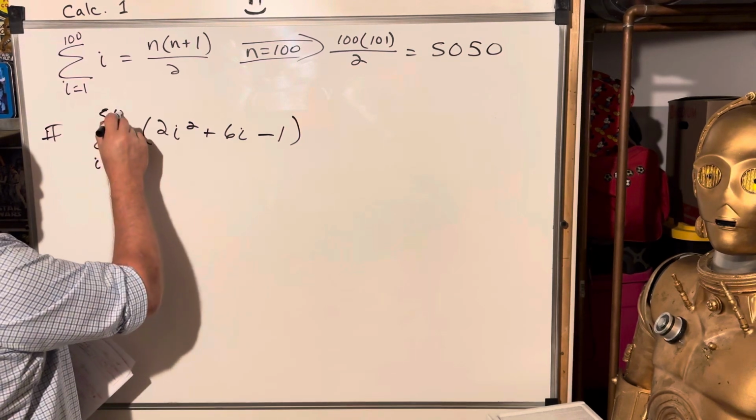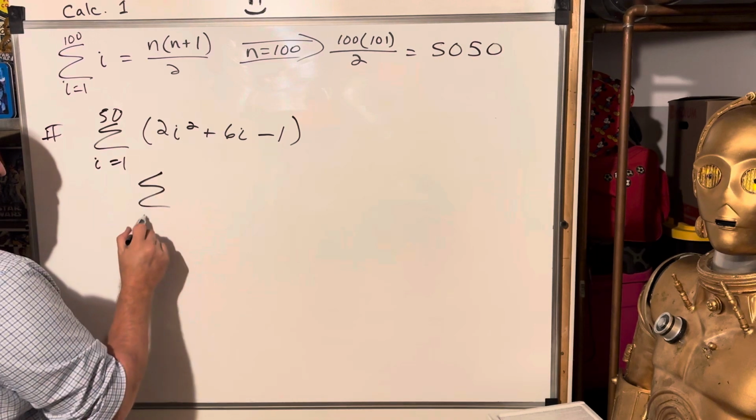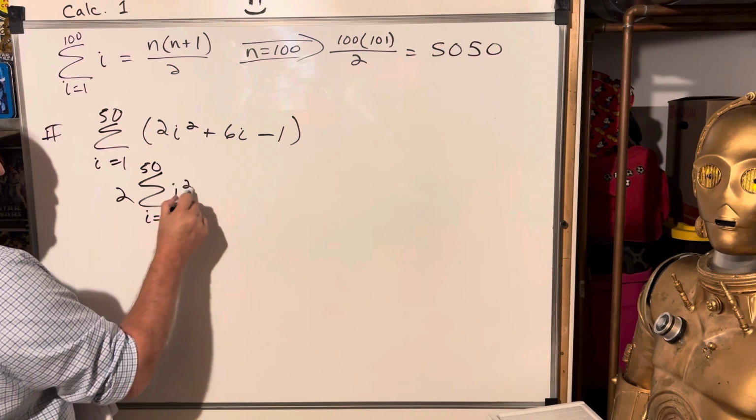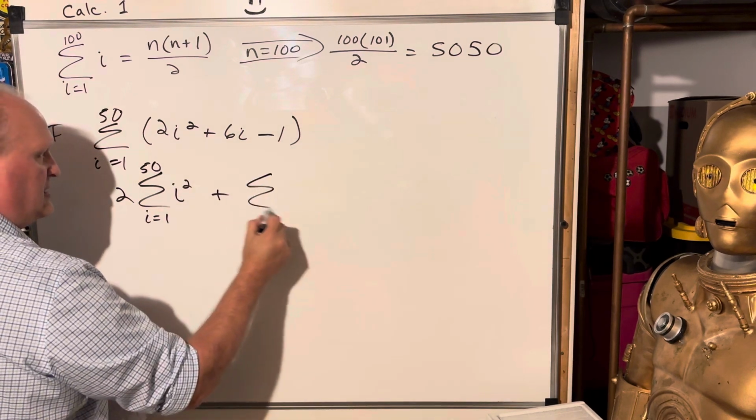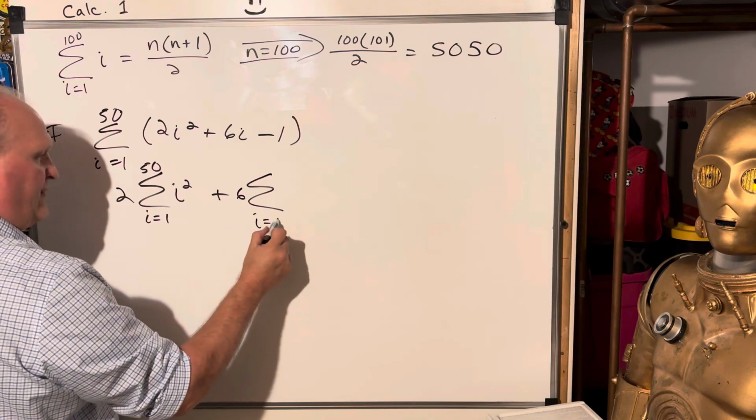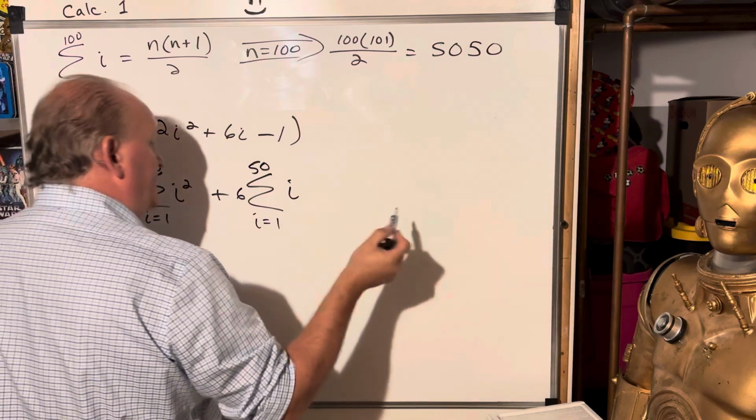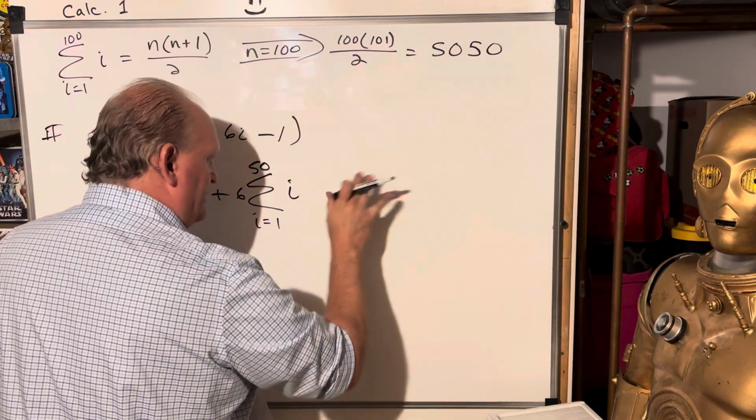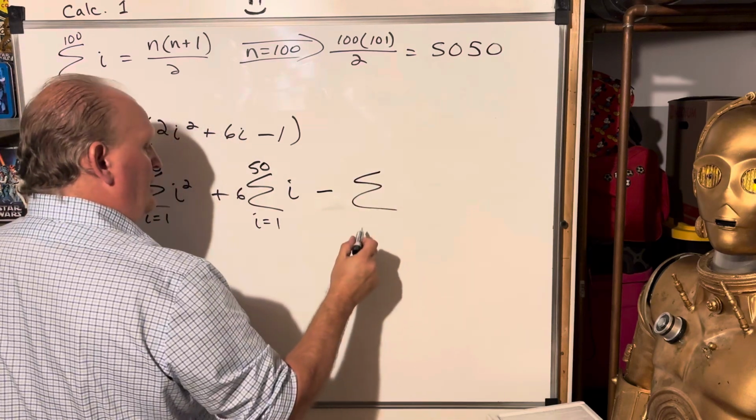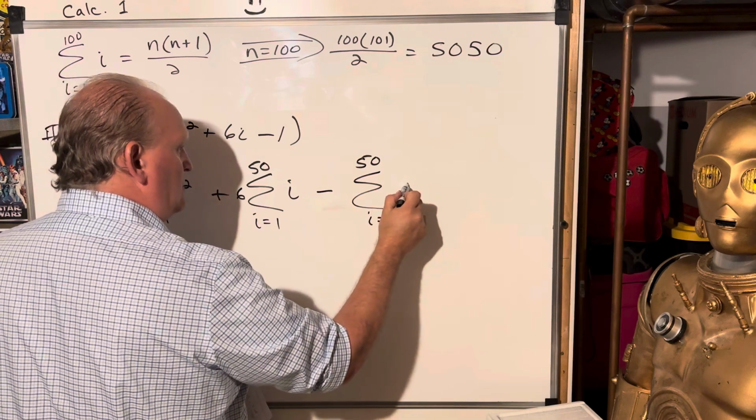What I can do is split these all up into individual summations. So this is i from 1 to 50. I'll pull that 2 out front and then say i squared, plus the summation. We'll pull that 6 out front and then say i from 1 to 50 of i, plus, or minus, I guess, minus the sum of i from 1 to 50 of just 1.